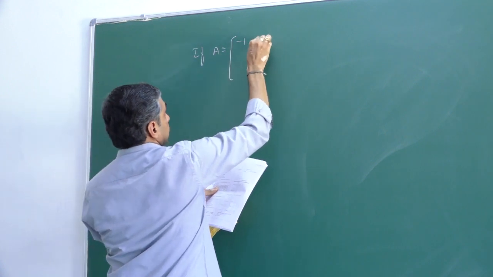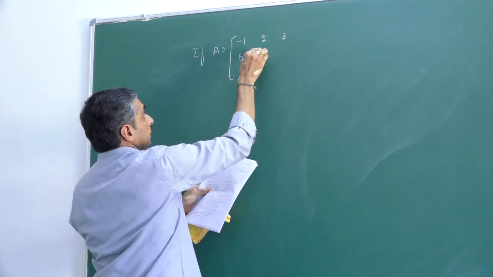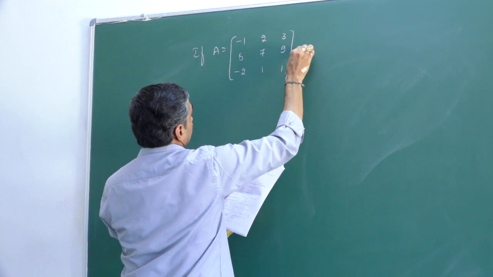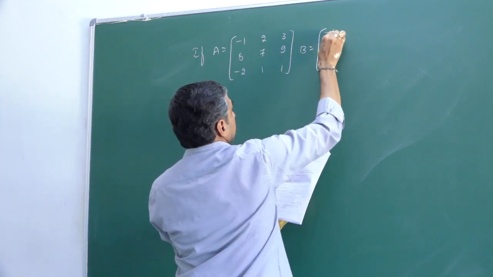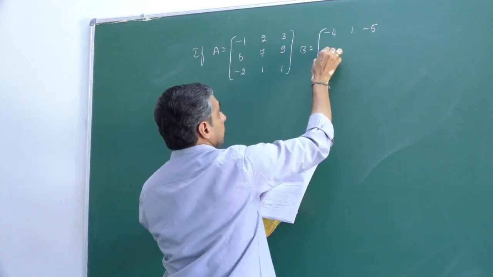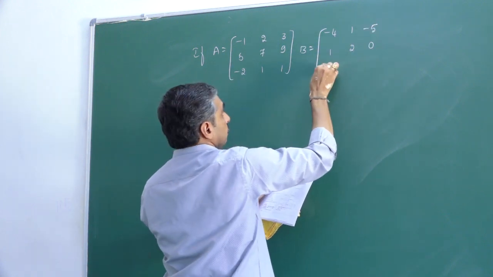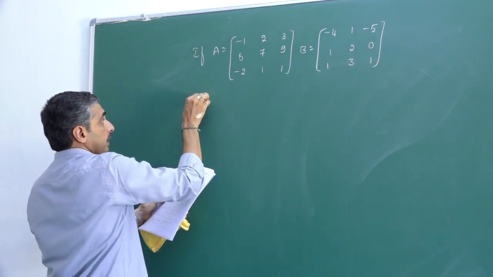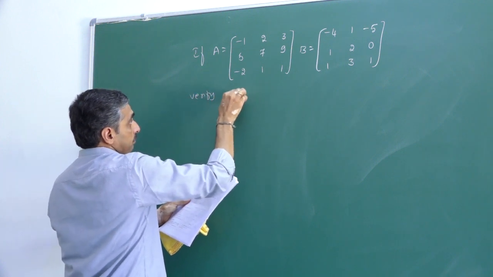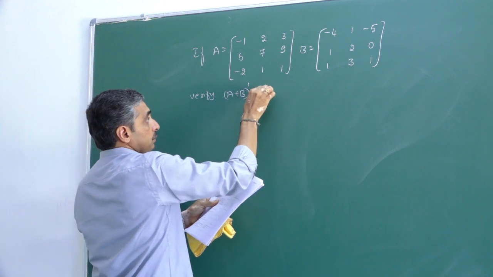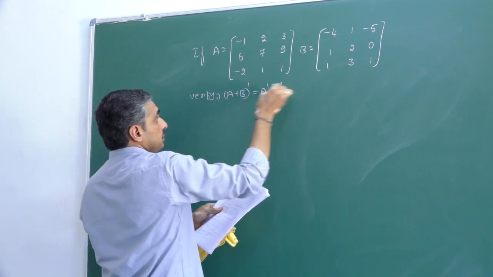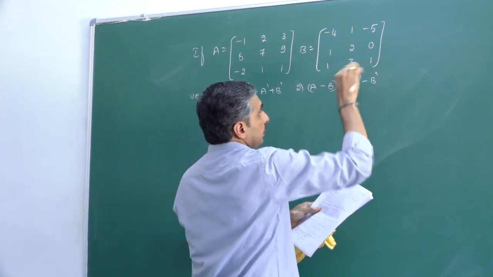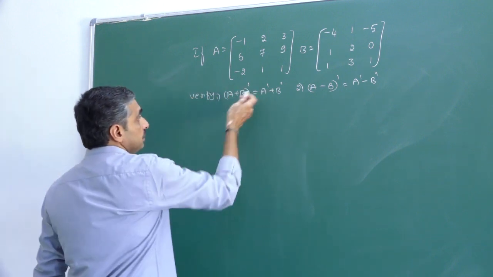If matrix A is minus 1, 2, 3, 5, 7, 9, minus 2, 1, 1 and matrix B is minus 4, 1, minus 5, 1, 2, 0, 1, 3, 1. Now what is this? Verify that (A plus B) whole dash is equal to A transpose plus B transpose, first one. Similarly, (A minus B) whole dash is equal to A dash minus B dash. First we will go with the first one.